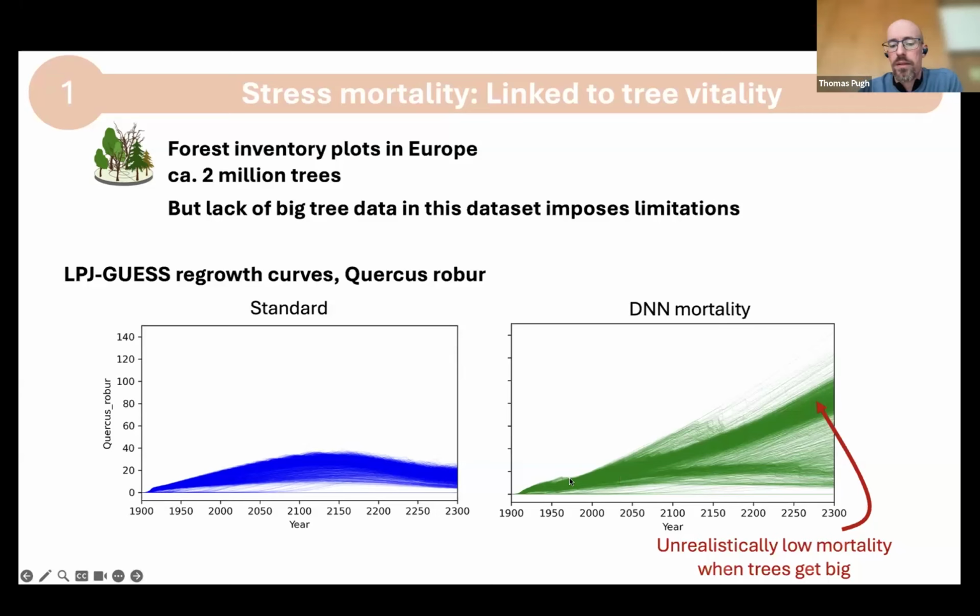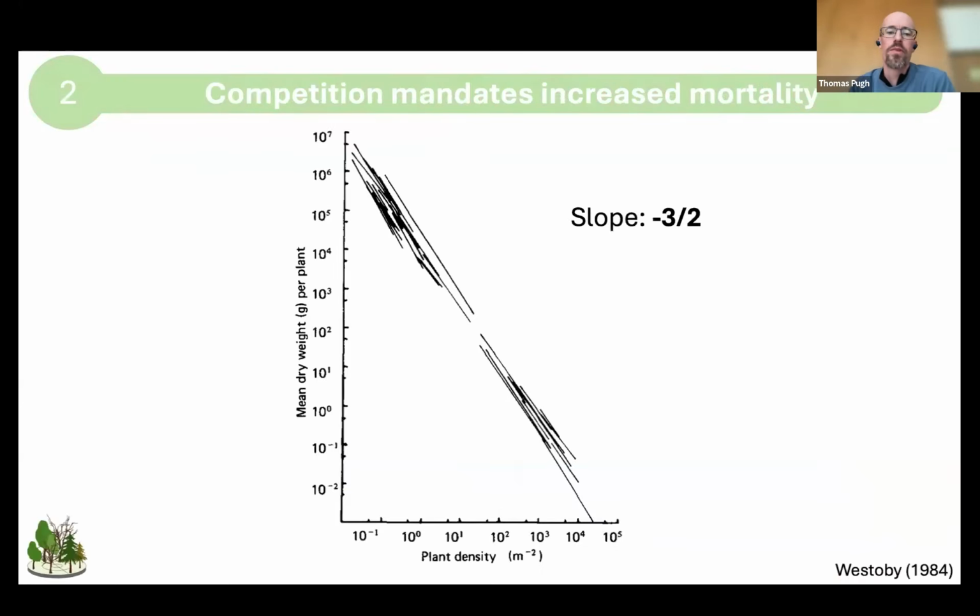And on the neural network on the right, it's a bit more varied, but that's good. We want some stochasticity. But up to about 100, 150 years, it's doing stuff that's quite sensible. But then it goes a bit mad, and the biomasses just get really too high. And I think this is primarily simply because we're lacking data there. So there's some limitations, but there are also some quite exciting possibilities here. Quickly moving on.